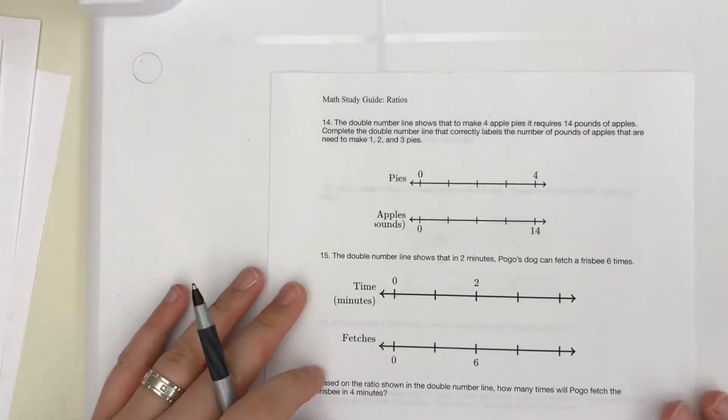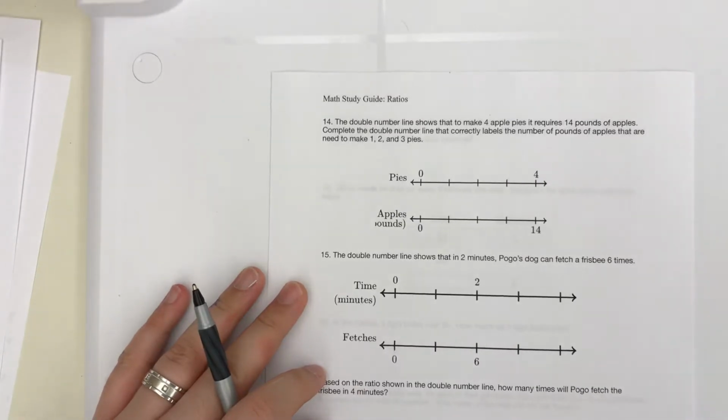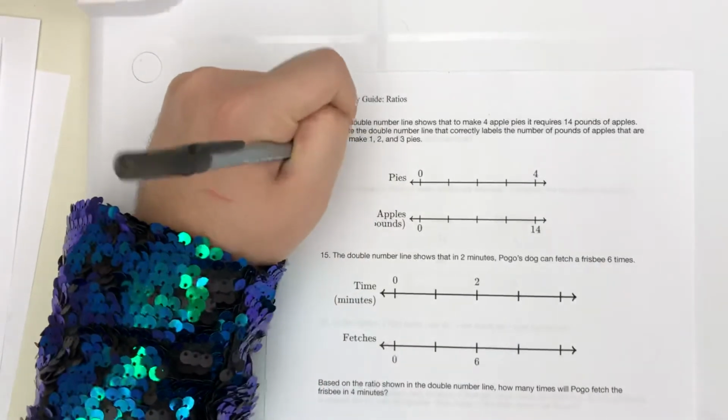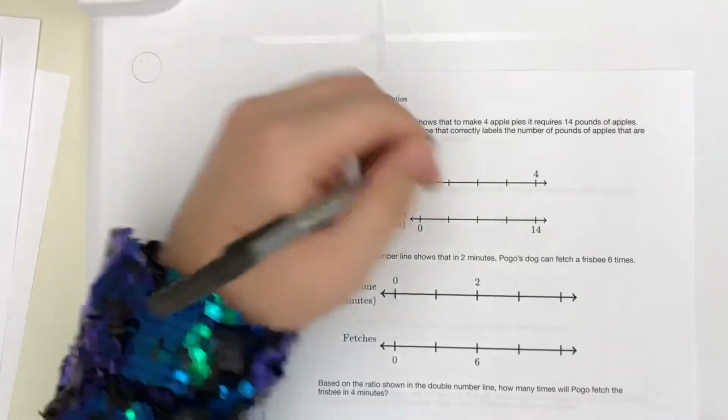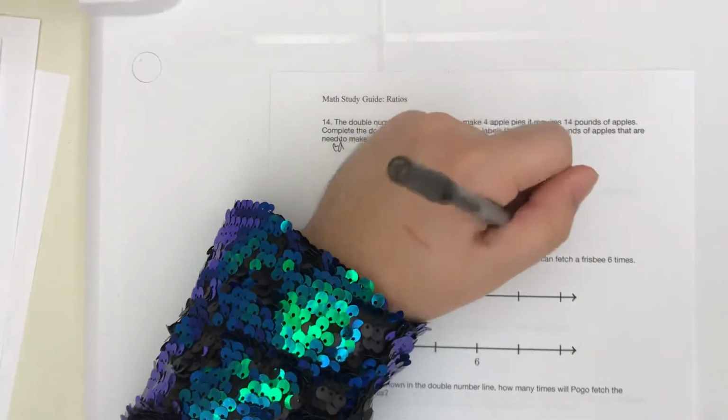It says the double number line shows that to make 4 apple pies, it requires 14 pounds of apples. Complete the double number line that correctly labels the number of pounds of apples that are needed to make 1, 2, and 3 pies. So right now they tell you that this is the relationship, right?